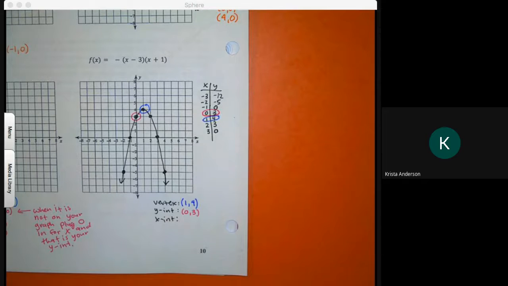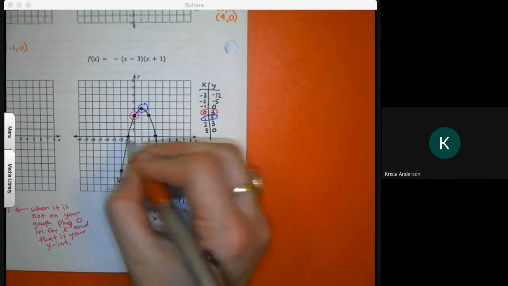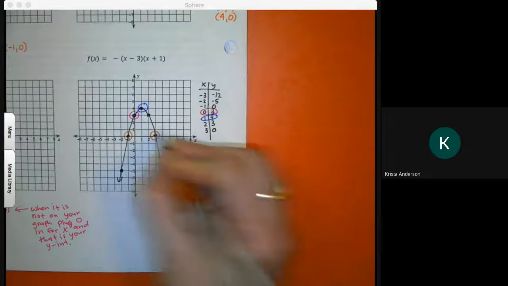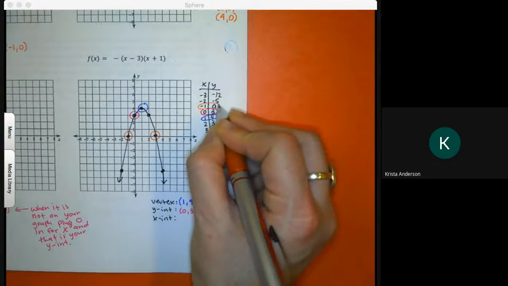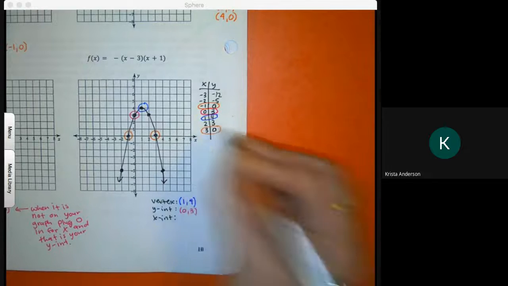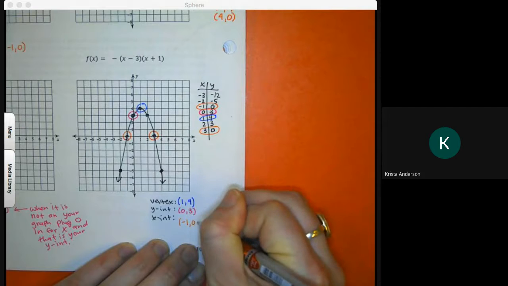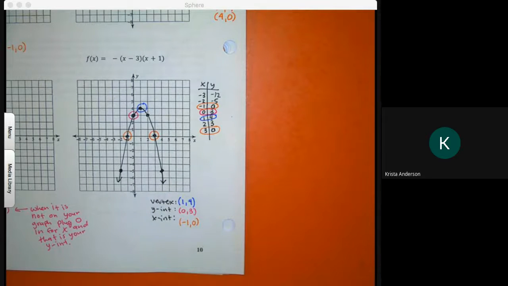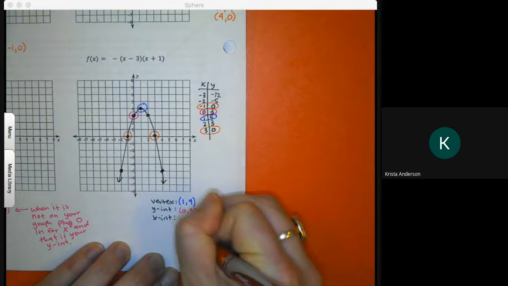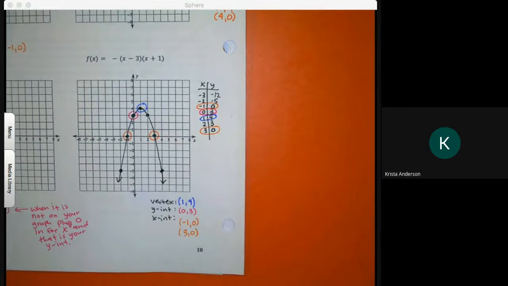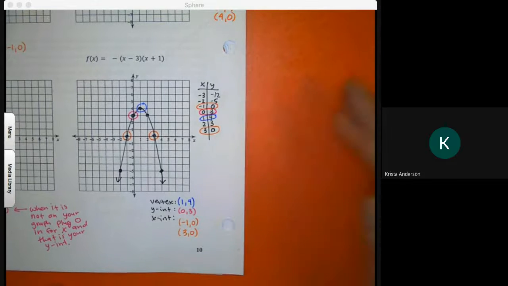And x-intercepts. You can pull it from the graph or the table. It doesn't matter which one, as long as you get, yep, -1, 0, and 3, 0. Perfect. So you can apply this method to all of the equations we've done previously in other assignments if you want.